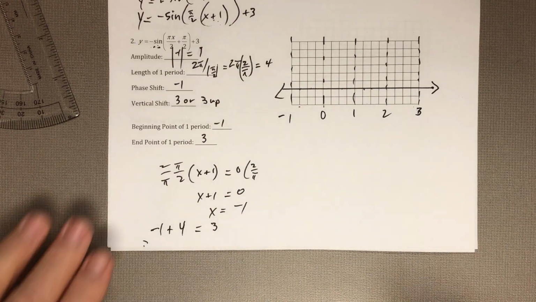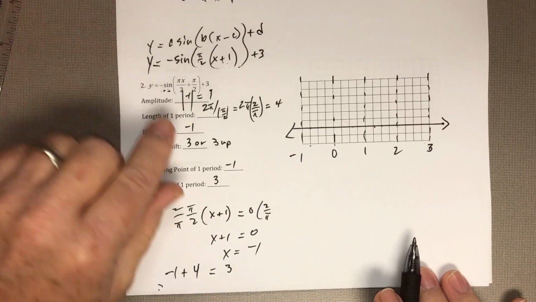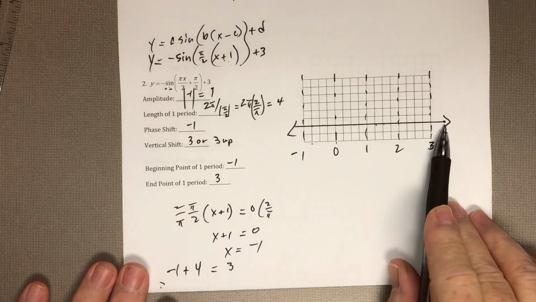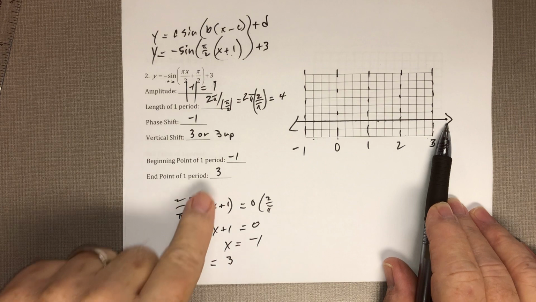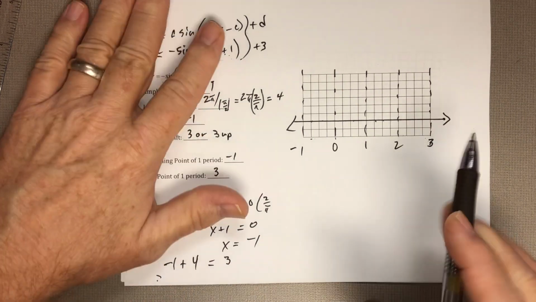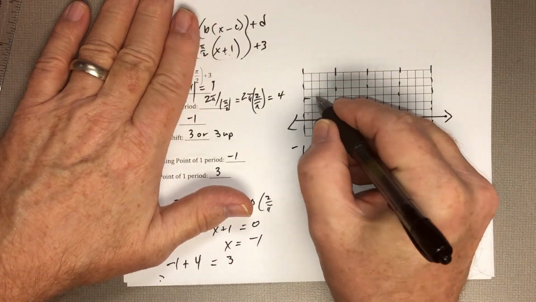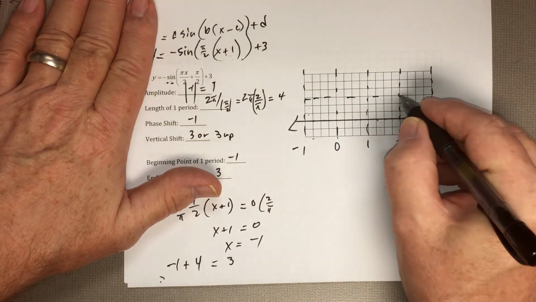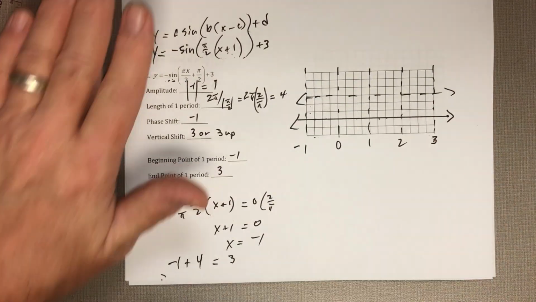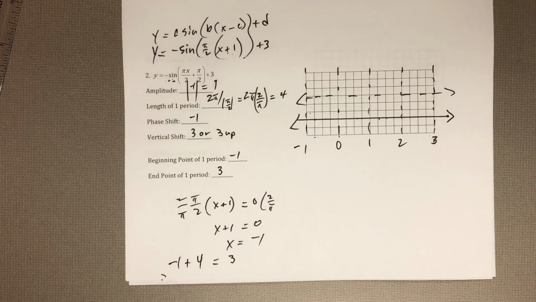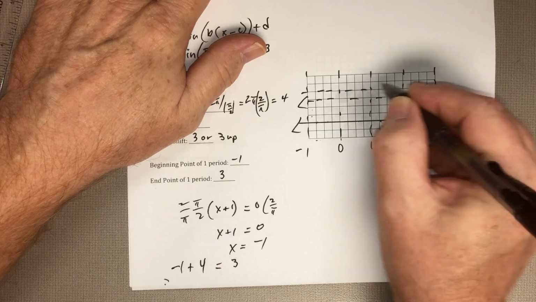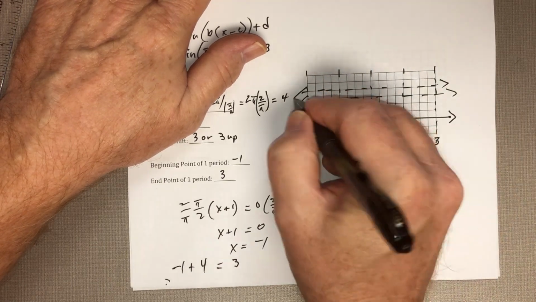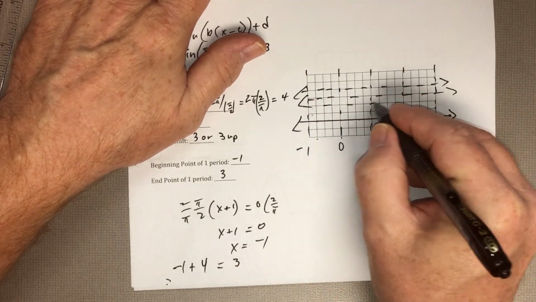Over here is +3, and this would be 0, 1, and 2. Now I want my midline. My midline normally on the sine or cosine parent function is the x-axis, but it's been translated 3 units up, so I'm going to go up 1, 2, 3, and put that midline right there. There's your midline right there, at 3. The amplitude is 1, so I'm going to go 1 unit above that line and put the line containing the maximums, and I'm going to go 1 unit below that and put the line containing the minimums.